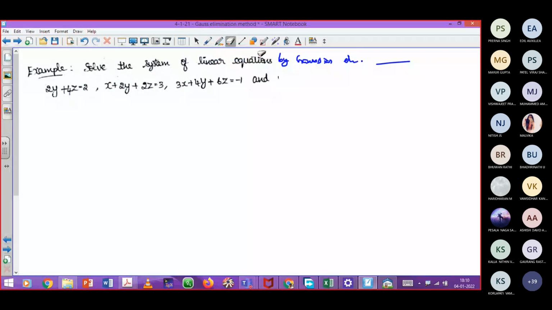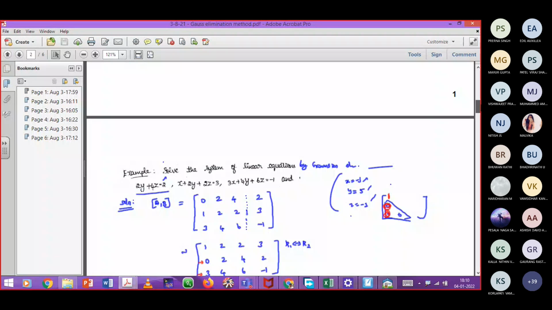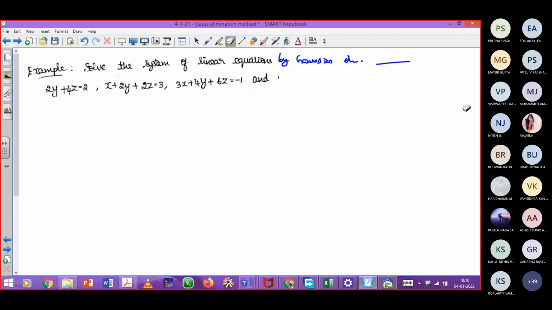This is the first problem. See here, they have given 3 linear equations. Only 3 equations. Please ignore that confusion. So here, first you need to convert the given linear equations into the form of a matrix.